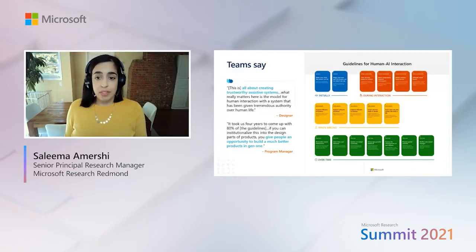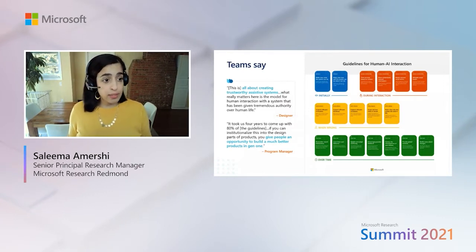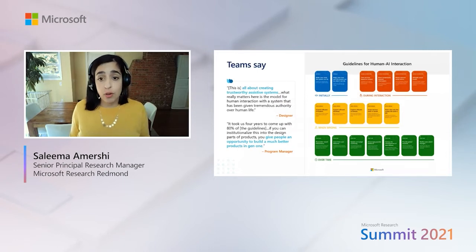Okay, now I won't go into details of the guidelines, but you'll learn about more of them throughout the rest of this talk. But teams have been using them throughout Microsoft and externally. And they say things like the guidelines are really all about how to create trustworthy assistive systems that have really been given a tremendous authority over human life. And we saw that from the beginning as our AIs are extending into our everyday lives.